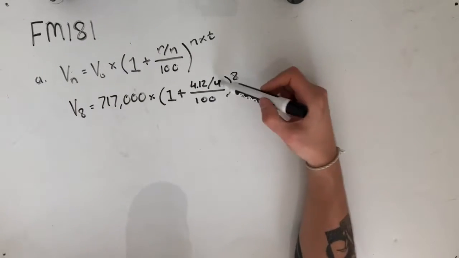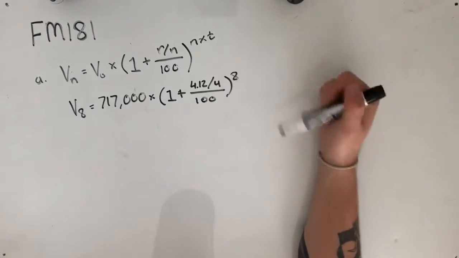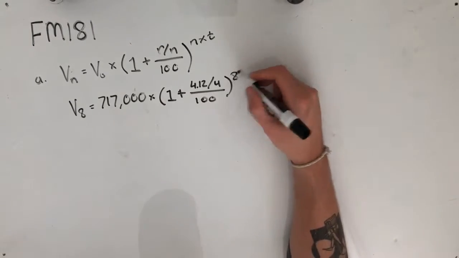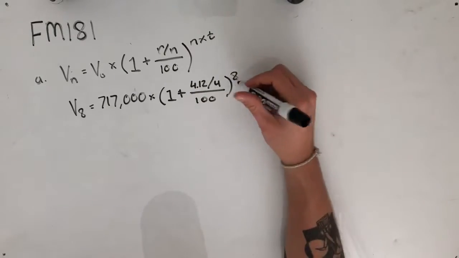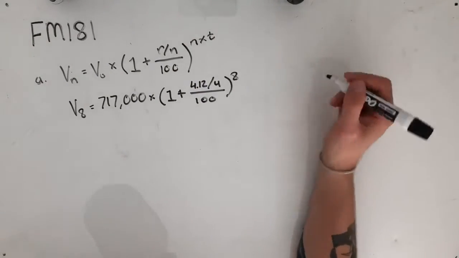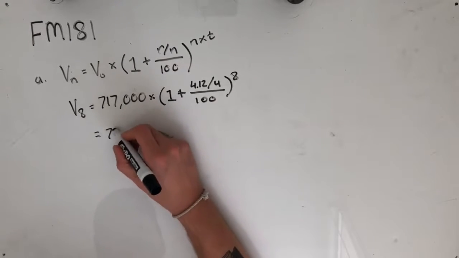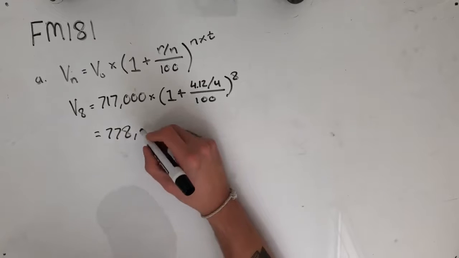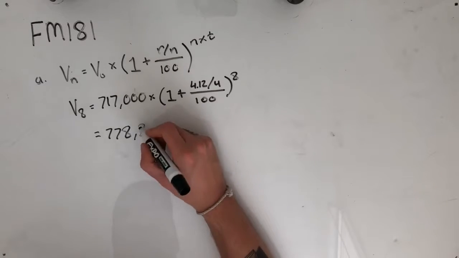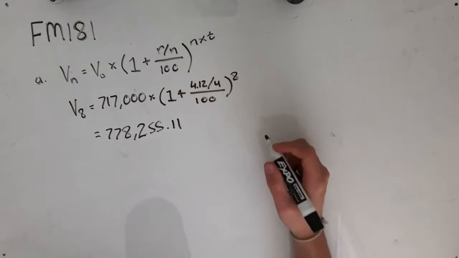So there's 4 compounding periods per year, and then we've got 4 compounding periods per year being multiplied by 2 years, which is what gives us this power of 8, as opposed to a power of 2 and not dividing this 4.12 by 4. Plugging this into a calculator, you should get a rounded answer of $778,255.11.